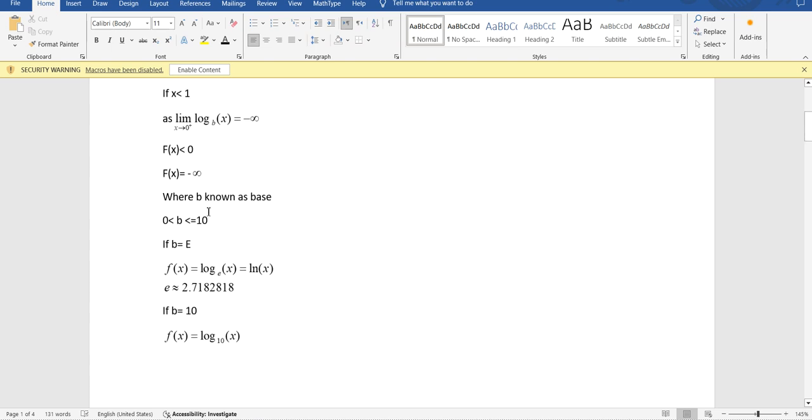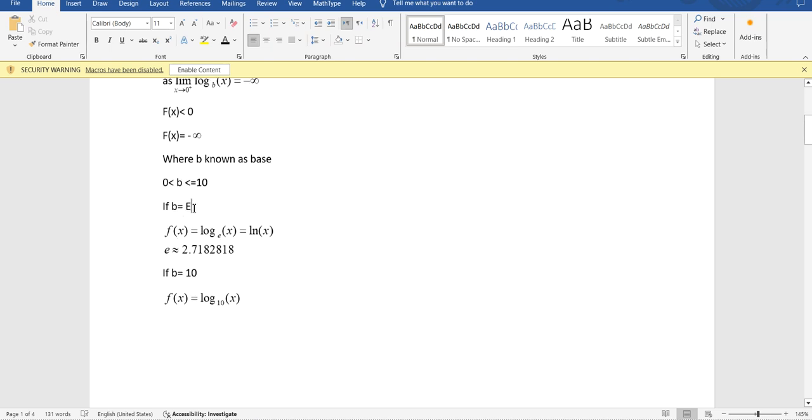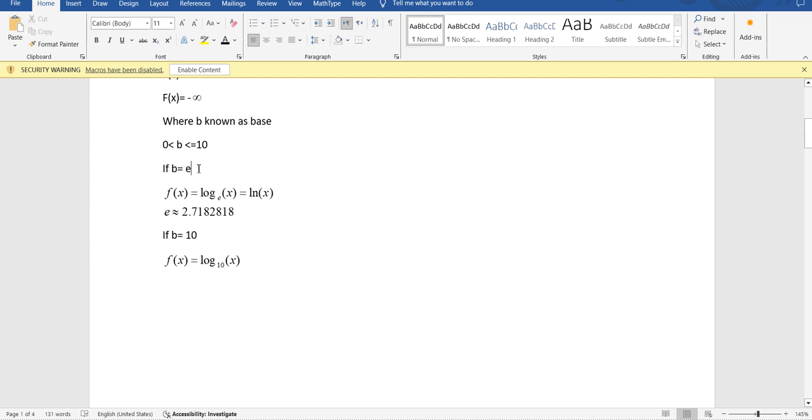As you see, b is known as the base, and its values are usually, not always, between 0 and 10. It's impossible for it to be 0, as I said. If b is equal to e, as you know, e is approximately equal to 2.71. Approximately. This number is not an exact number.